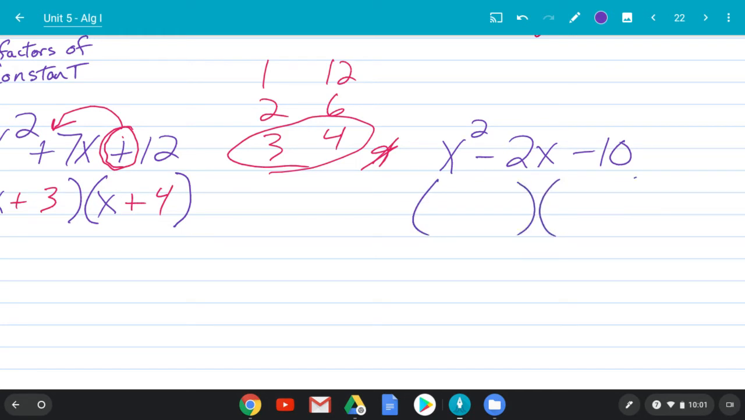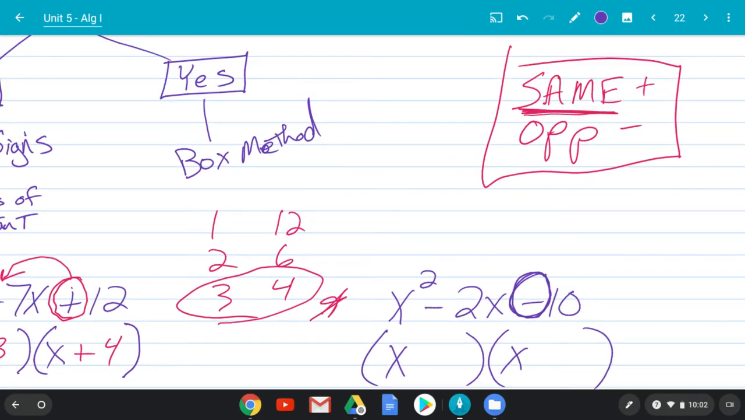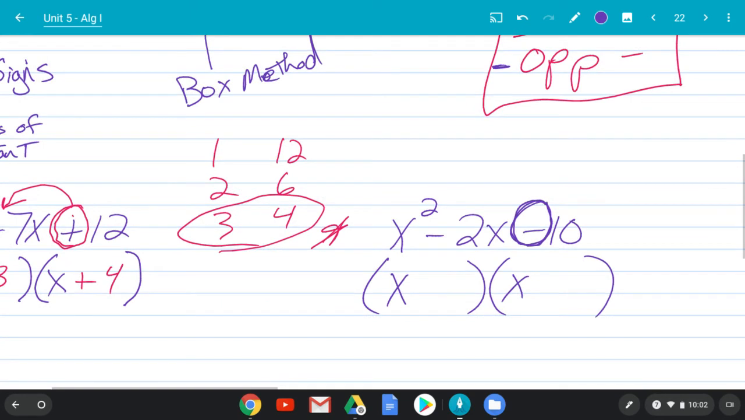Please pay attention. I put an X in each. Then I look at this last sign. What does it tell me? Signs are going to be opposite. See, it doesn't tell me positive or negative. This last sign tells me whether it's going to be the same or opposite. Does everybody understand that? Okay, this tells me then these are going to be opposite. So since they're opposite, I can go ahead and put a plus and a minus.